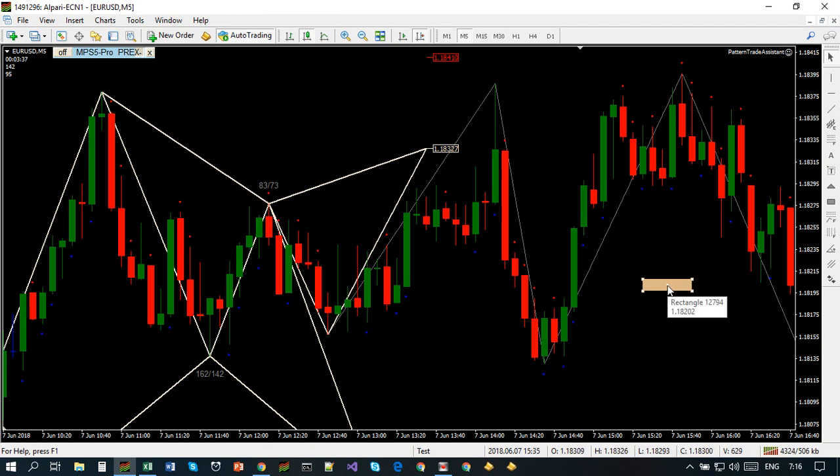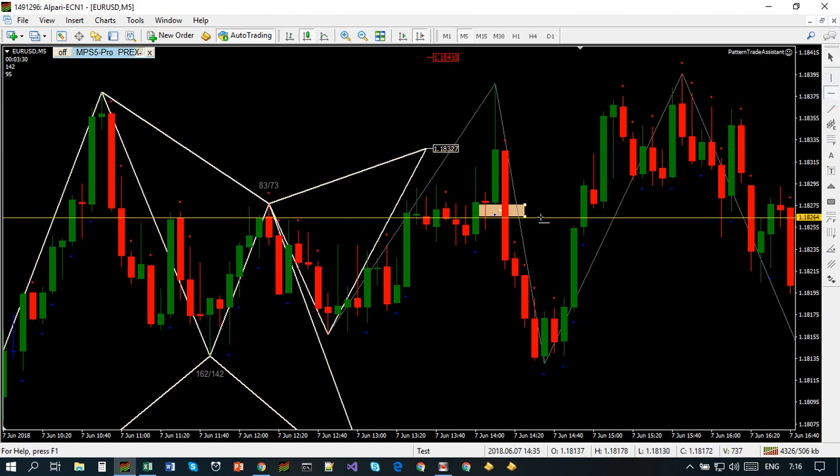So 1 pip looks this way. It is drawn as 10. So you calculate 1 pip. So this one is your stop order, like this.